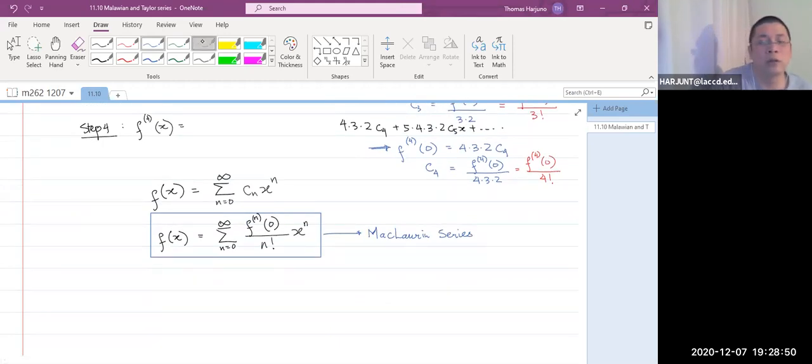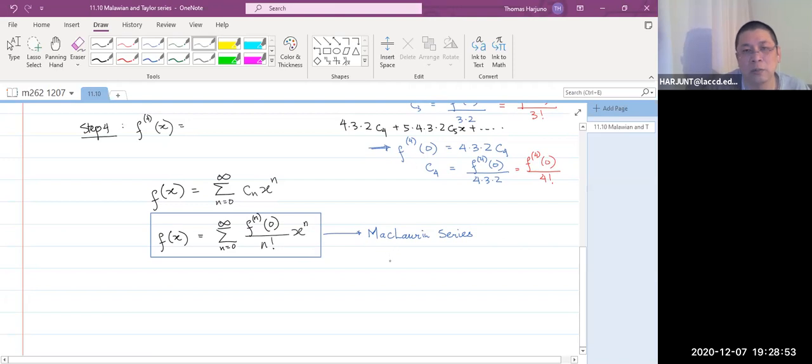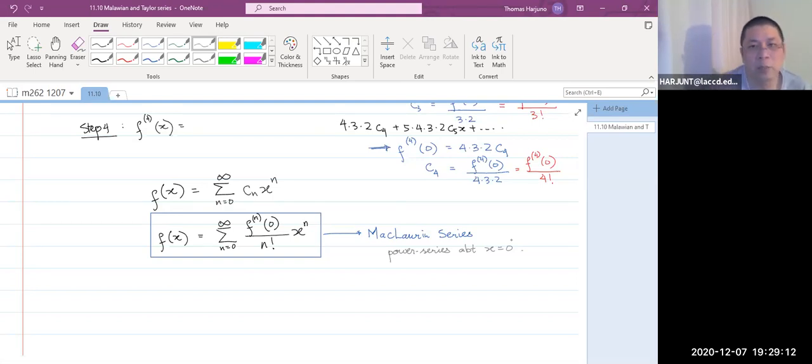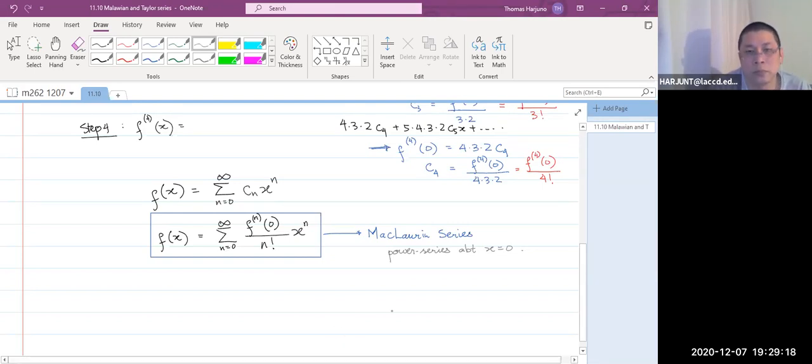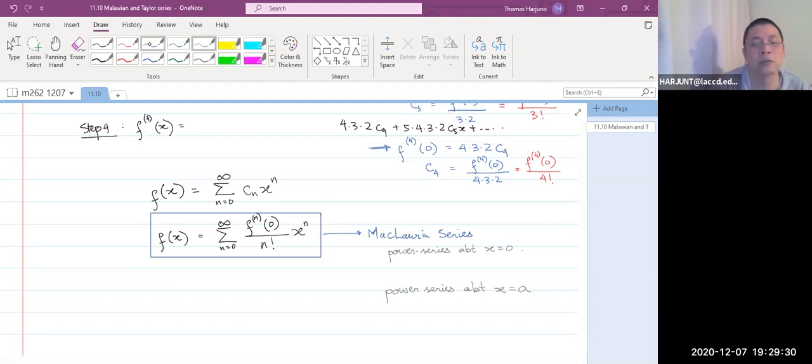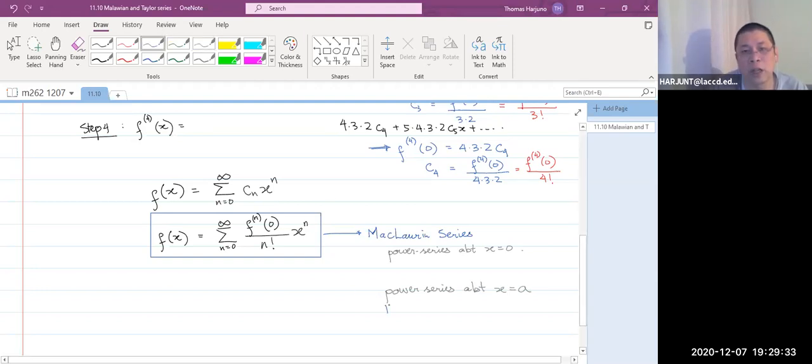Okay, you will see the Maclaurin series is a power series about x equals to 0, centered at the origin. Now, the Taylor series is a power series about x not equal to 0. Now, if we have a power series about x equals to a, so you recenter it, we call that the Taylor series.